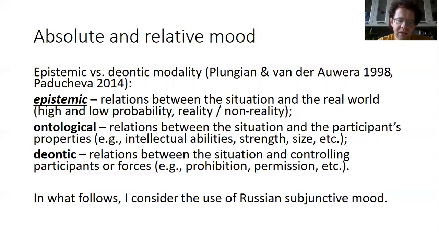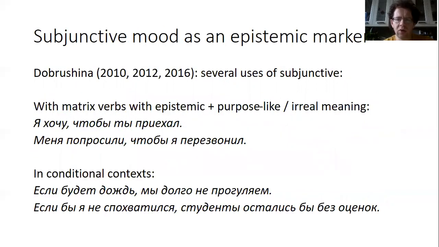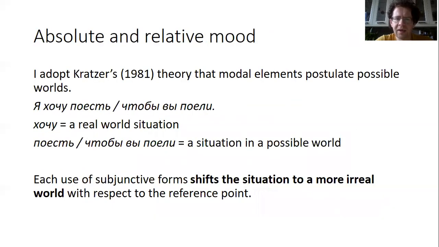In what follows, I will consider the use of the Russian subjunctive mood. Dobrushina, in her works, shows that there are several uses of subjunctive. For instance, with matrix verbs, with some irreal or purpose-like meanings. Я хочу, чтобы ты приехал, меня попросили, чтобы я перезвонил, and in conditional context. If the condition is real, the indicative mood form is used, если будет дождь, мы долго не прогуляем, but if the condition is irreal, subjunctive forms are chosen. Если бы я не спохватился, студенты остались бы без оценок.